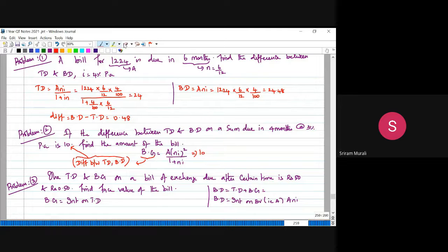So 10 is equal to A into N, that is 4 by 12, into I, that is 3 by 100, the whole square, divided by 1 plus 4 by 12 into 3 by 100. This implies A is equal to 1 lakh 1000.